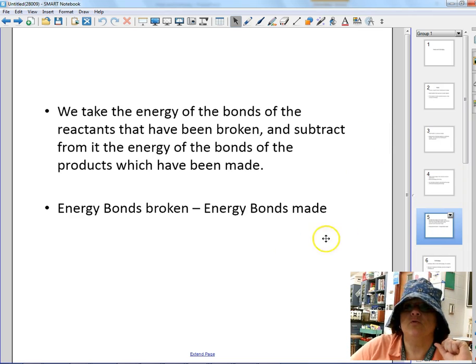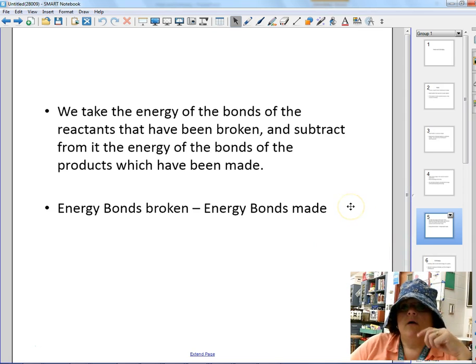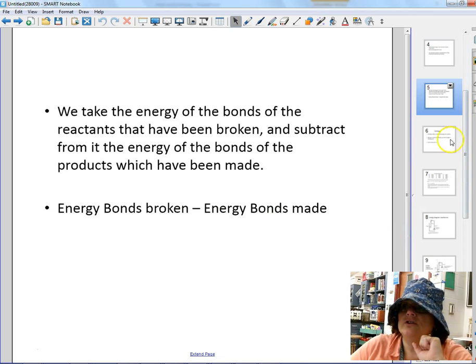Let's see how this works. We're going to calculate the bonds. We can figure out the energy of a specific bond. We'll calculate the bonds that are being broken and then subtract from that the bonds that are reformed, the new bonds, and we'll figure out the total amount of energy in our reaction.